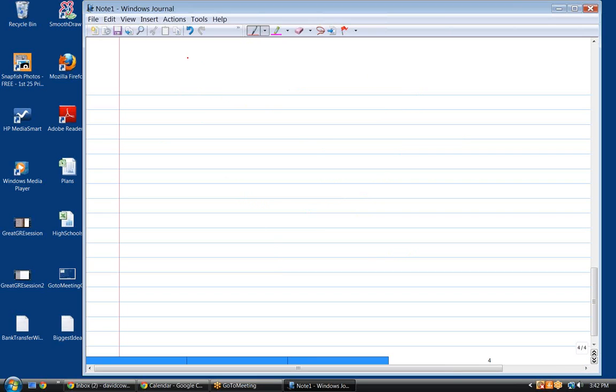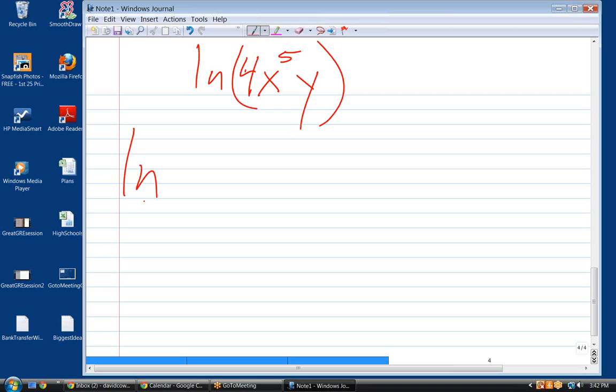The next is expanding, and it's natural log 4 of x to the 5th, and then y. Like that? Yep. Okay? I just don't really understand how to expand.